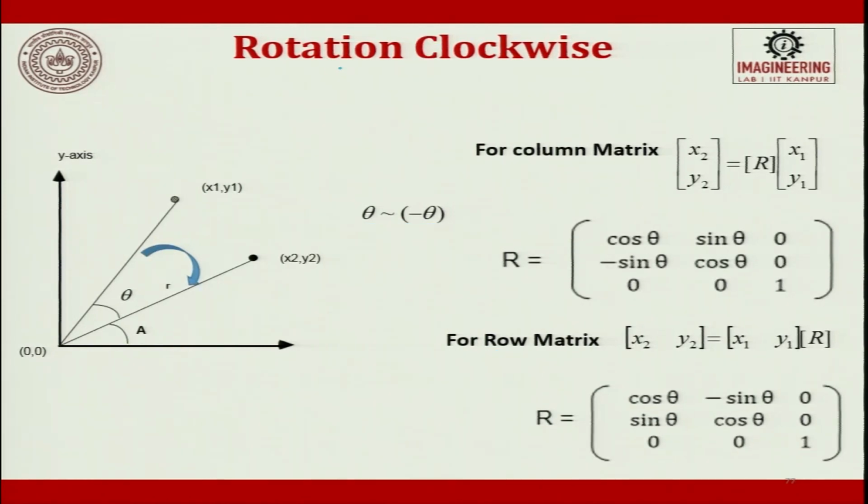When we have to do the same for clockwise direction, you can see that theta becomes minus theta in the rotation matrix. Please note down the change in the matrix, and in the examination you should make sure that you choose the proper transformation matrix to get the answer. So, between column matrix and row matrix, we generally use the column matrix, and this is how the rotation matrix is used for doing the calculations.